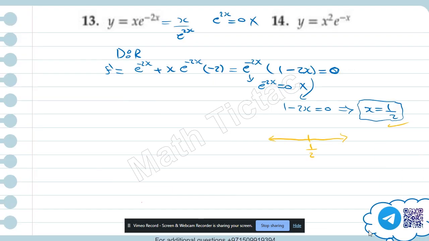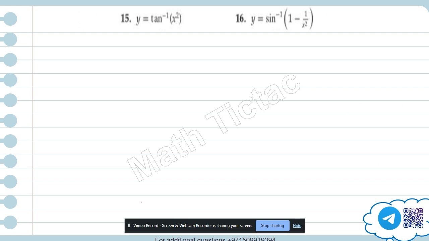We got 1. Okay. So this is positive, then negative. So I will write the increasing interval is from minus infinity to 1 over 2, and the decreasing interval will be from 1 over 2 to infinity. That's it. So this is the solution, or how we can find the increasing and decreasing intervals.